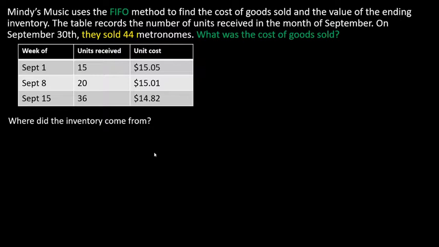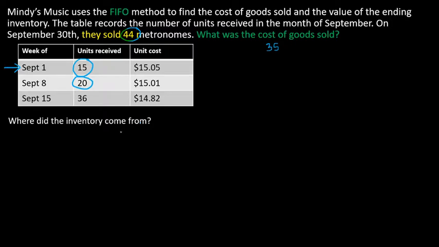Since this is the first in, first out method, we know that the first box we would go to fill an order of 44 metronomes would be September 1st. So I would sell all 15 of these, and that still leaves me pretty short of 44 metronomes, right? So where must I have pulled from next? Well, we would have gone to September 8th next, and we would have sold all 20 of those metronomes before going into September 15th. So far, that accounts for 35 metronomes.